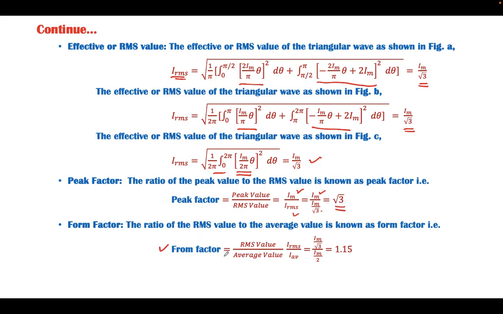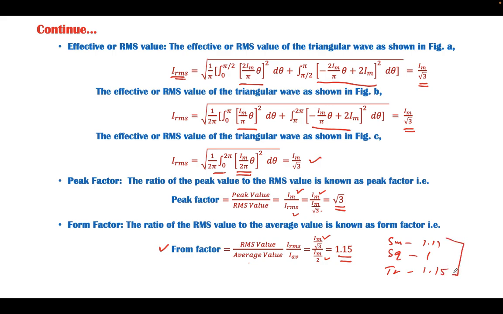The form factor by definition is the RMS upon the average value. Putting the value of RMS and average, the RMS value is Im by root 3, the average value is Im by 2. The form factor for the triangular wave is 1.15, whereas for the sine wave it was 1.11, and for the square wave it was 1.